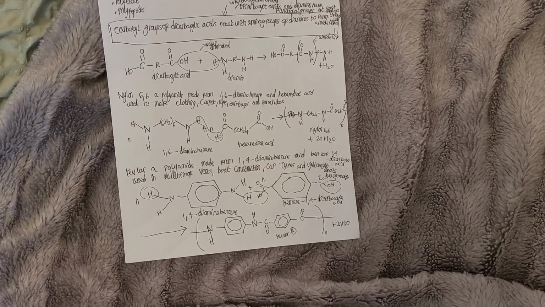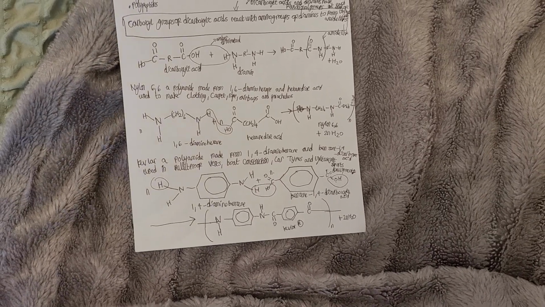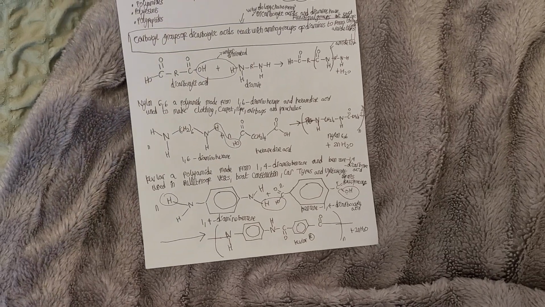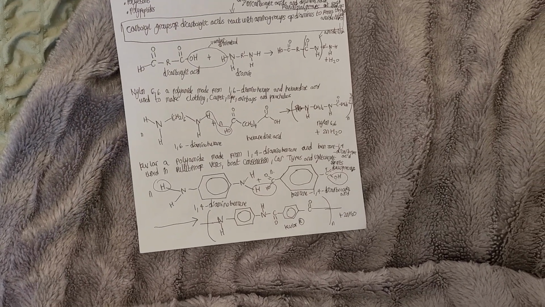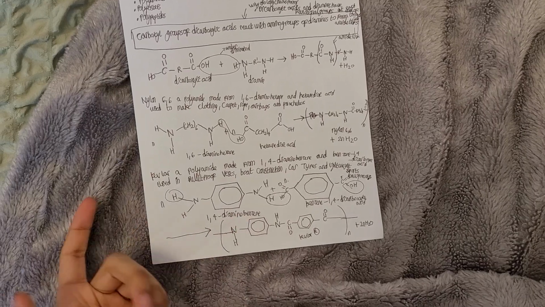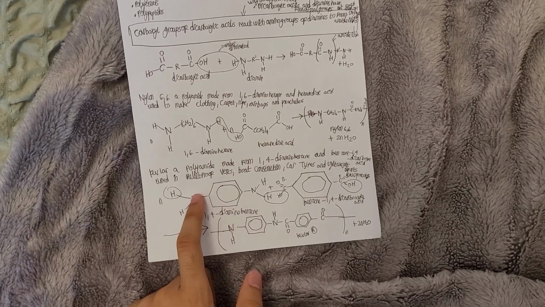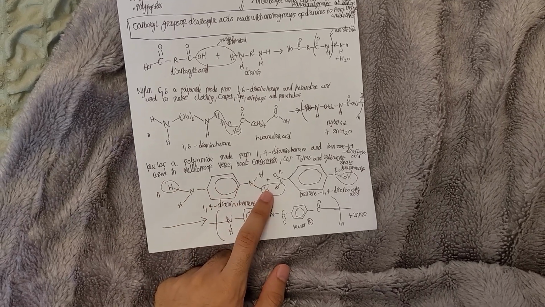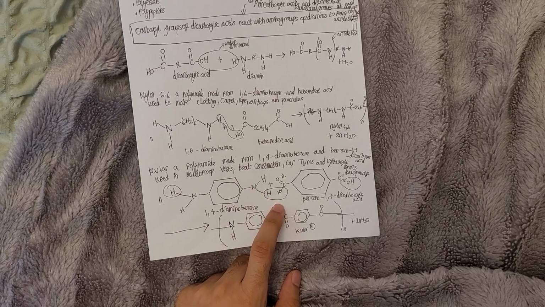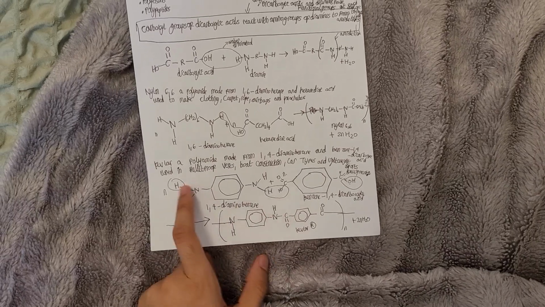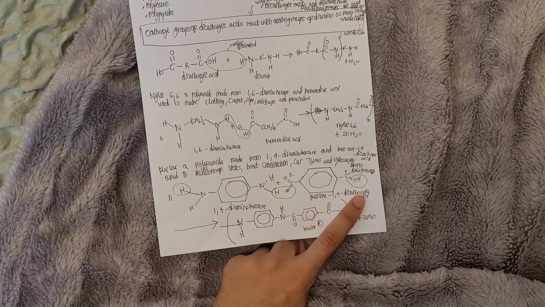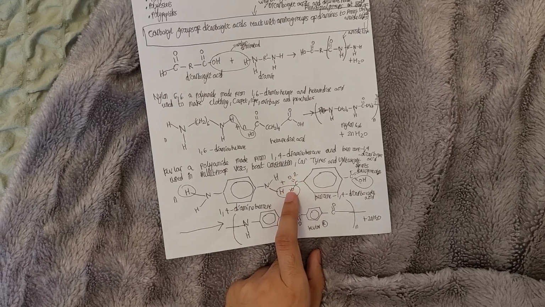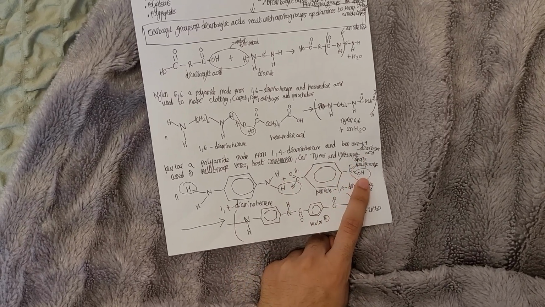Kevlar is a polyamide made from 1,4-diaminobenzene and benzene-1,4-dicarboxylic acid, used in bulletproof vests, boat construction, car tires, and lightweight sports equipment. So 1,4-diaminobenzene, pretty simple. You've got your benzene ring, an amino group on the first carbon, NH2, and an amino group on your fourth carbon, NH2, on either side. And then you've also got benzene-1,4-dicarboxylic acid, same thing, COOH, benzene ring, COOH.